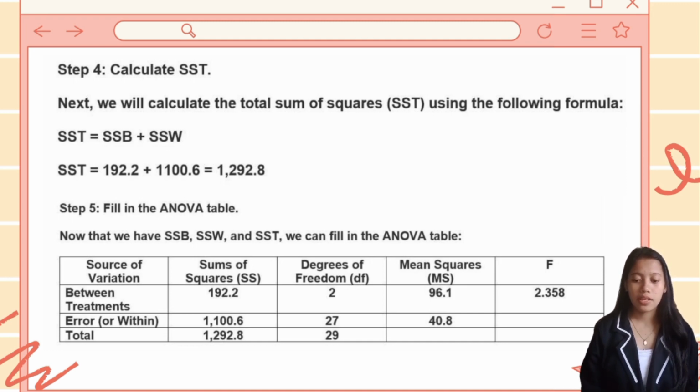Now that we have the SSB, SSW, and the SST, we are going to fill them in the ANOVA table. So in our table, we have the sum of squares, degrees of freedom, mean squares, and the F. We already calculated the sum of squares, and now we will get the degrees of freedom. If you are wondering where the 2, 27, and 29 came from, let's solve for it.